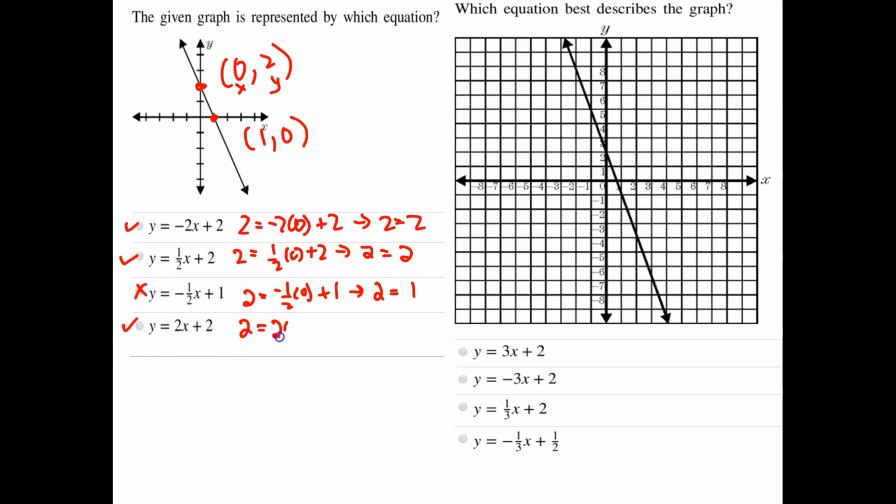2 is equal to 2 times 0 plus 2. So I get 2 is equal to 2. So the issue is that it works for all of these three. That's why we pick another point and we try them now.